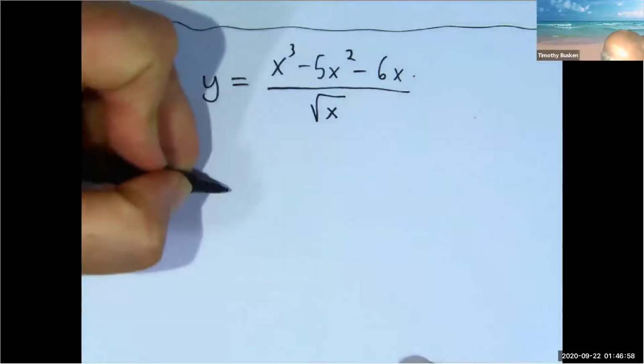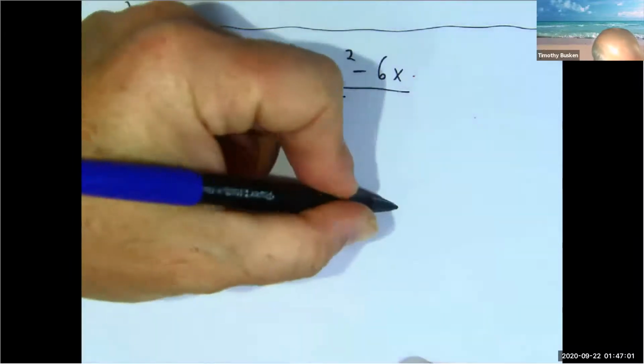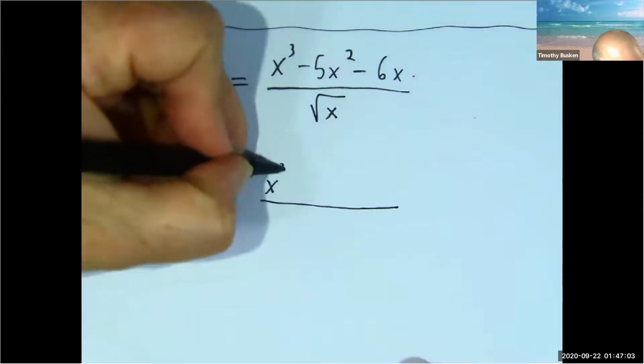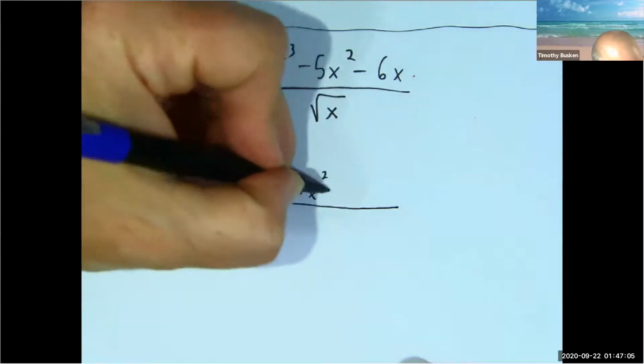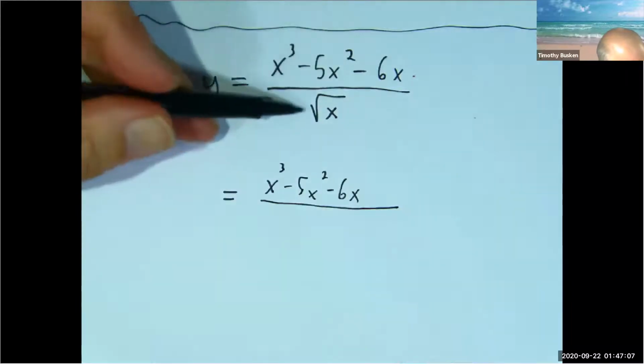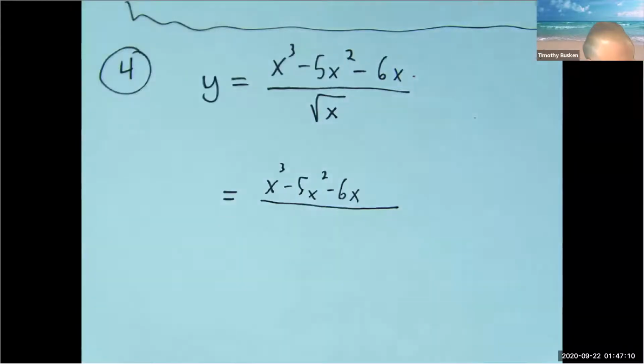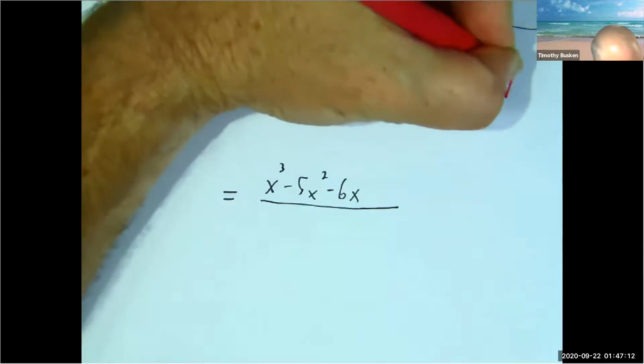So here's what I'm going to do. I'm going to rewrite the function definition. It's just x cubed minus 5x squared minus 6x. And I'm rewriting square root of x as x to the 1/2 power.